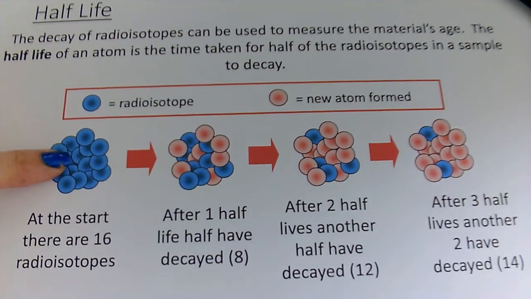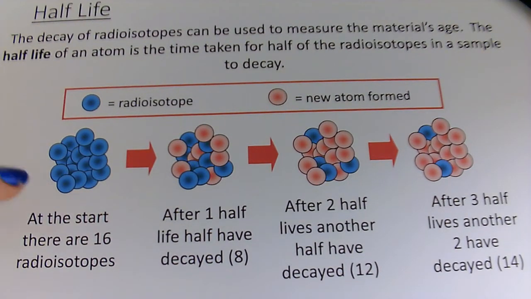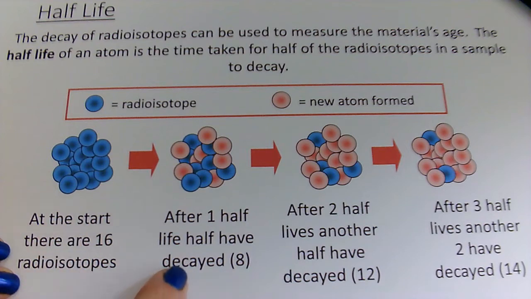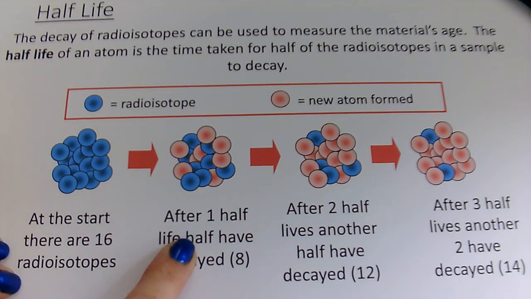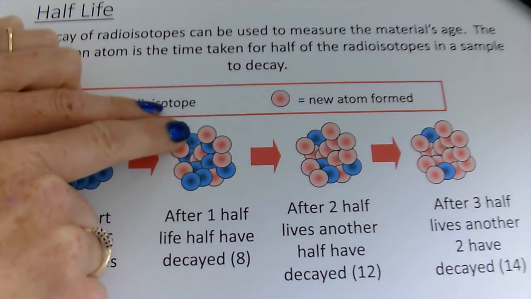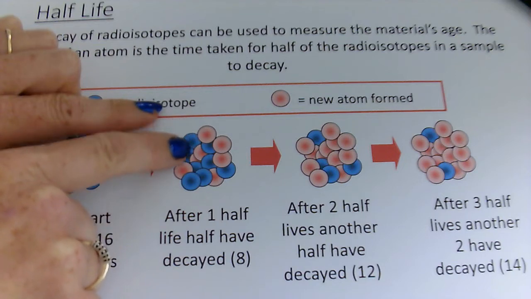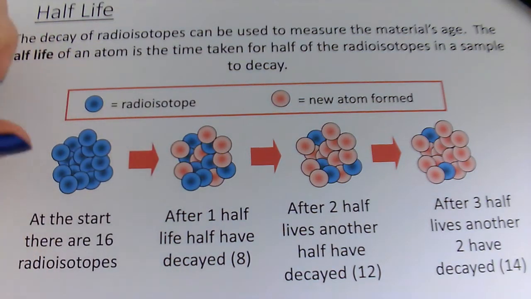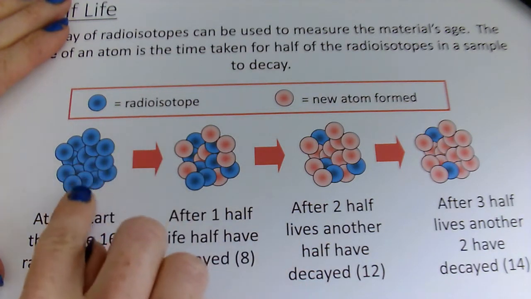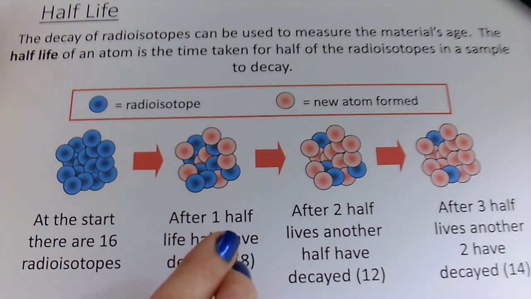Okay, now randomly, some of those will decay over a period of time, okay? And that period of time is called its half-life. So the time it takes for half of those radioisotopes to have lost radiation is called its half-life. So if you count on here now, I've gone down and I've only got 1, 2, 3, 4, 5, 6, 7, 8 blue dots, okay? So that time taken for it to go down by half is called its half-life.